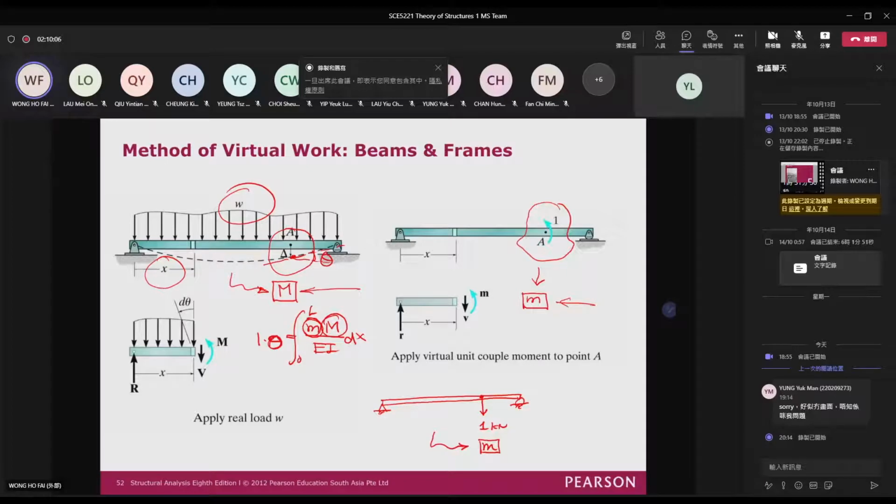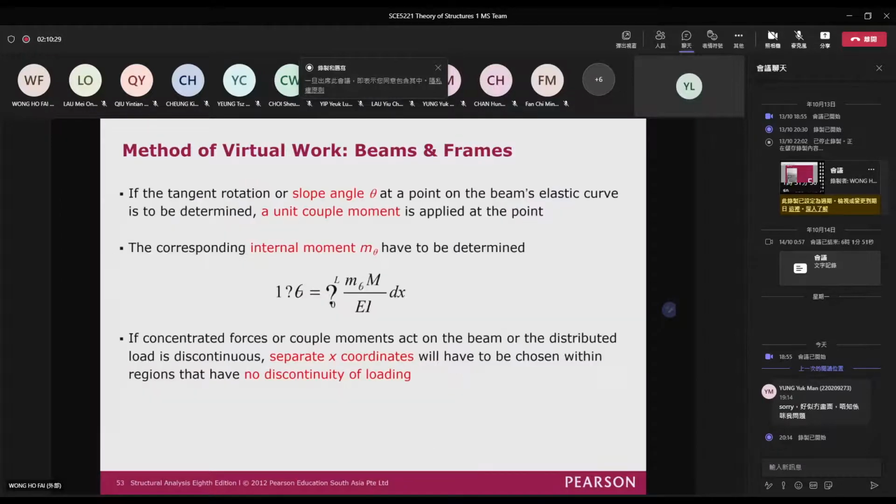So if you want to find rotation, you use a couple moment. If you want to find the deformation, you use a point load. Okay? Do you agree? So actually the same equation can be used: 1 times theta is equal to the integral of moment. This virtual moment is due to the couple moment. And again, this is m over EI times dx.